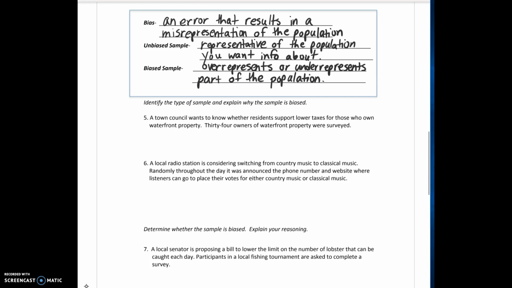And a lot of these are going to be biased. So look at it as if, okay, this is biased. And if I can't figure out why, then it probably is unbiased. But a lot of times it is.